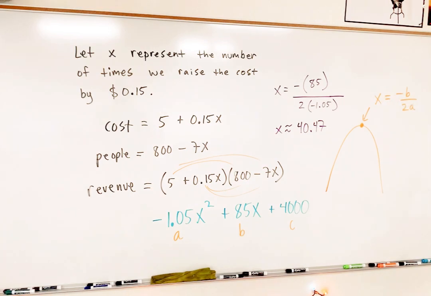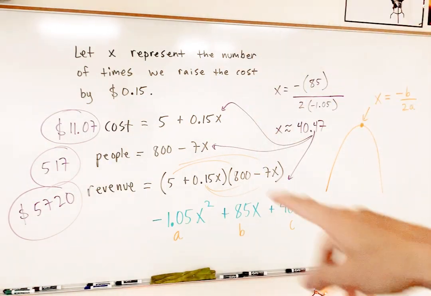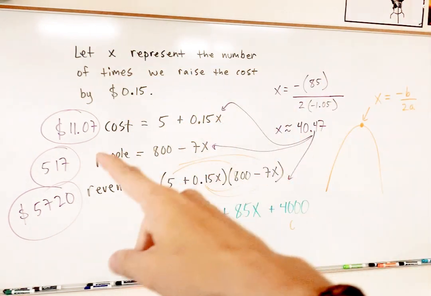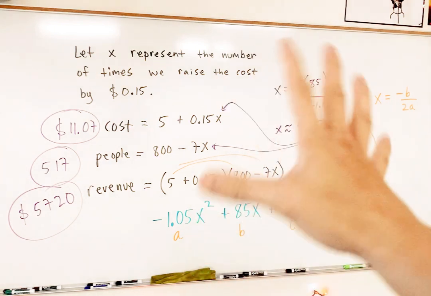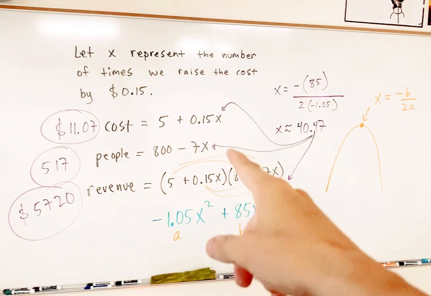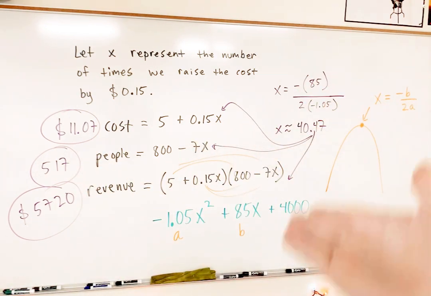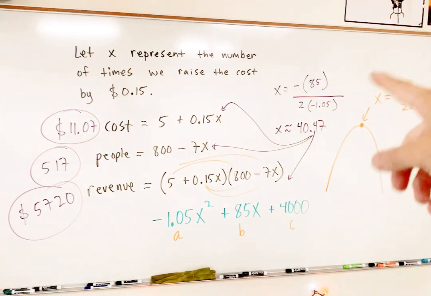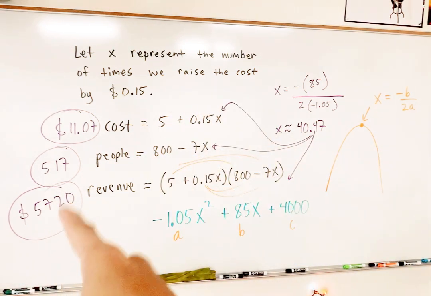So let's see what this gives us. So for individual ticket cost, about that much there, the number of people who are still with us there, and that's the max revenue. Now look, just some connections. We originally started with 800 people and we only have 517 because we lost people, because we raised the cost 40 times. Cost times people, that gave us that maximum revenue.